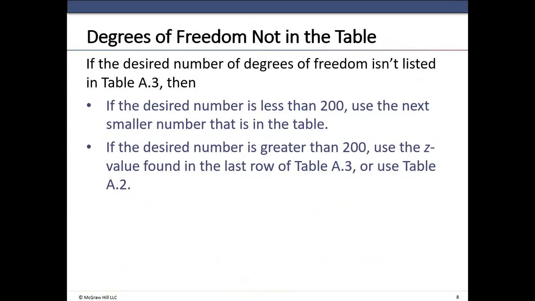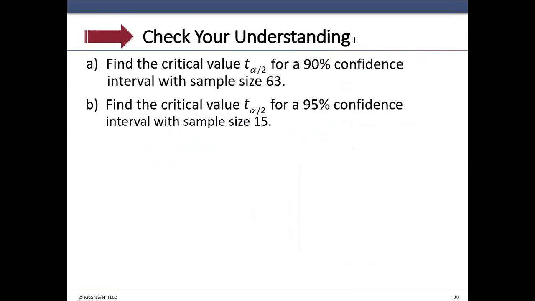If the desired number of degrees of freedom isn't listed in Table A3, then if the desired number is less than 200, use the next smaller number that is in the table. If the desired number is greater than 200, use the z value found in the last row of Table A3. Okay, so let's do one of these. Find the critical value t alpha by 2 for a 90% confidence interval with sample size 63.